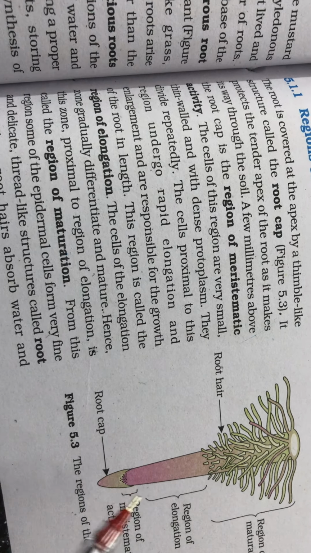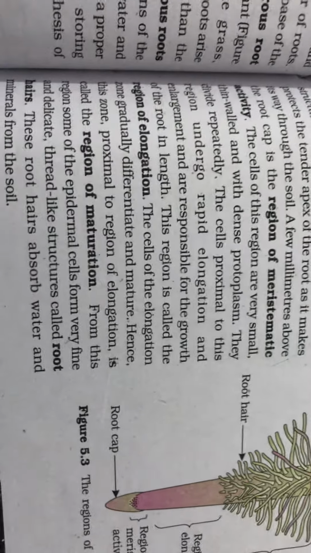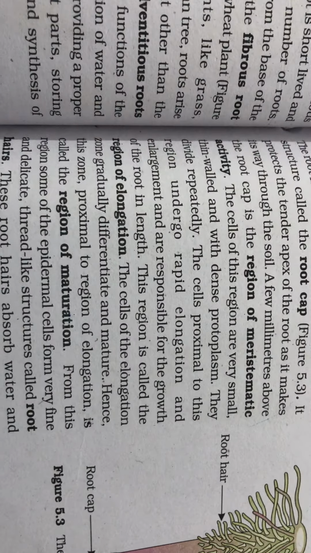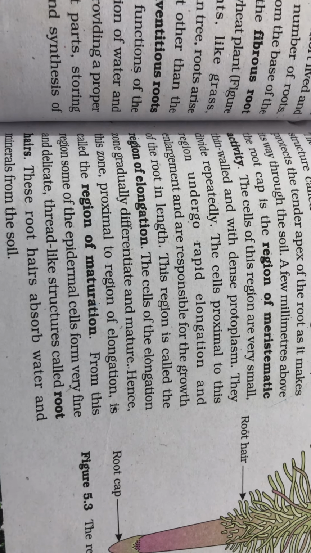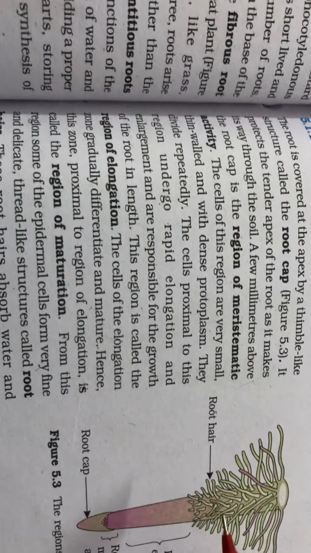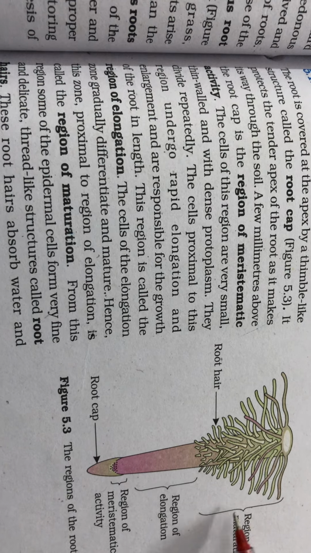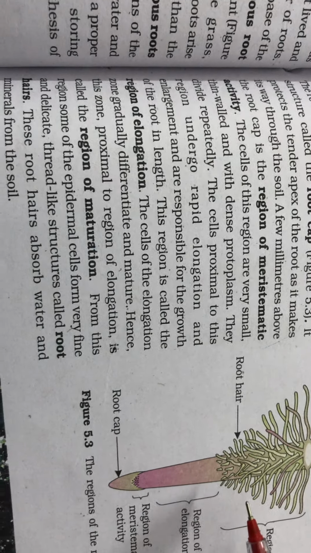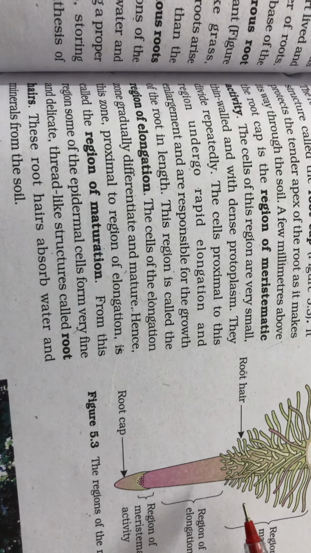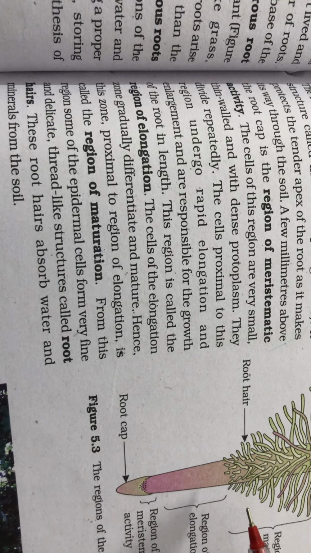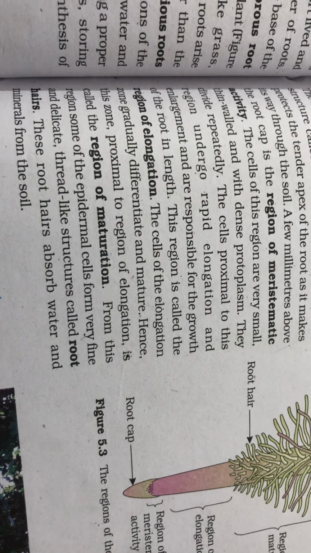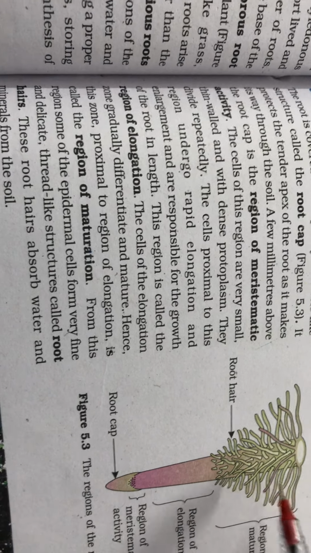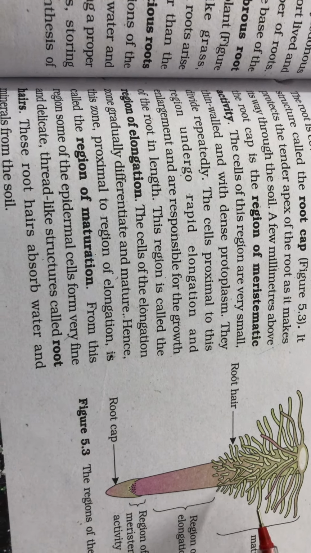The cells of the elongation zone gradually differentiate and mature. After elongation, they will mature and differentiate, right? Hence, this zone proximal to the region of elongation is called the region of maturation. From this region, some of the epidermal cells form very fine and delicate thread-like structures called the root hairs. The root hairs absorb water and minerals from the soil.